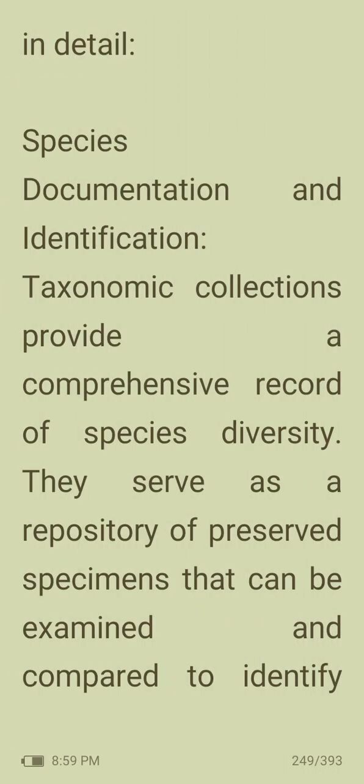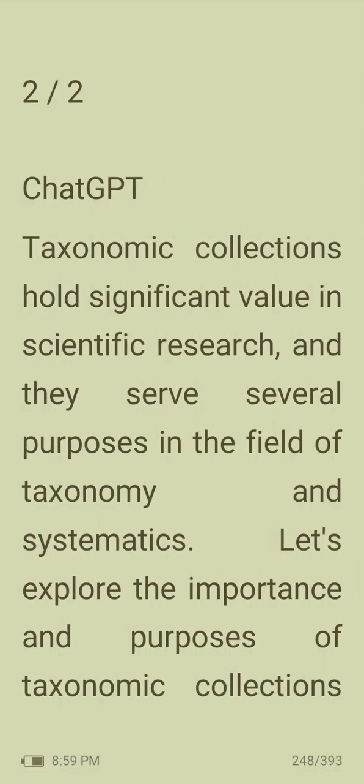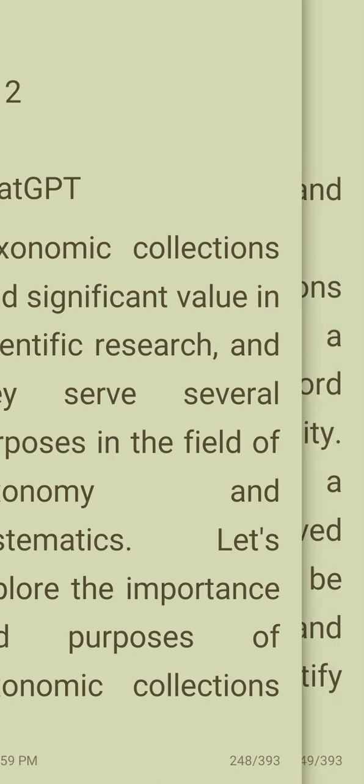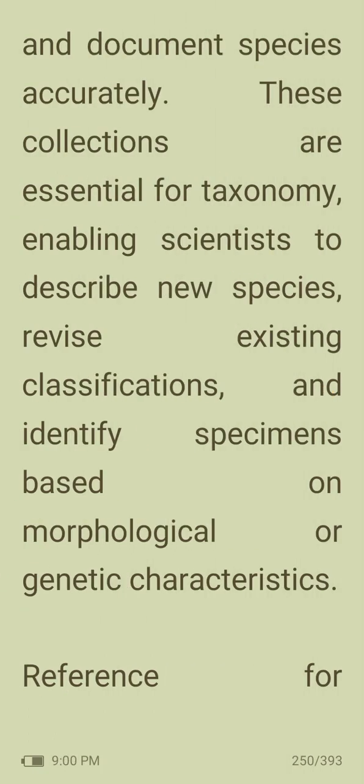Taxonomic collections hold significant value in scientific research, and they serve several purposes in the field of taxonomy and systematics. Species documentation and identification: taxonomic collections provide a comprehensive record of species diversity. They serve as a repository of preserved specimens that can be examined and compared to identify and document species accurately.